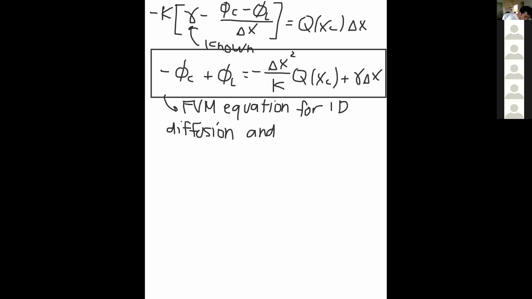And so this equation right here is the FVM equation for 1D diffusion and a Neumann condition on the right. Okay. So now we can do Dirichlet conditions, we can do Neumann conditions, and we can do interior cells. So we have everything that we need.